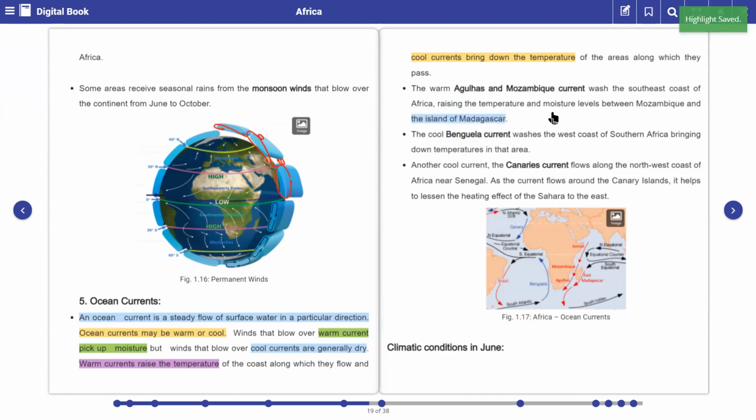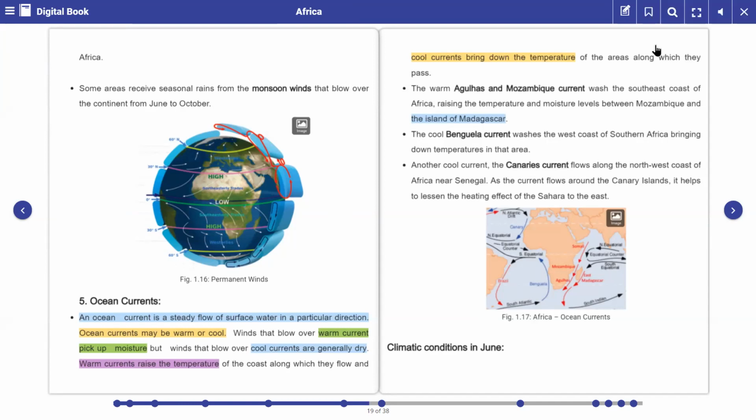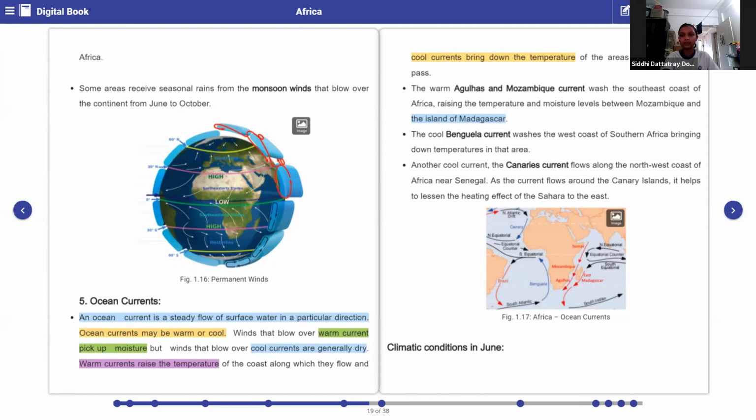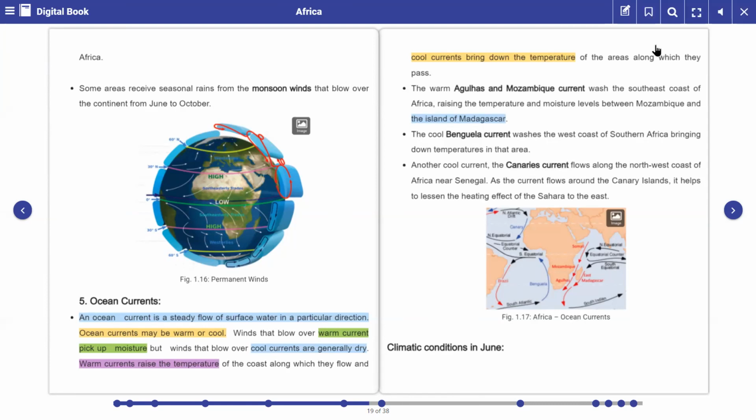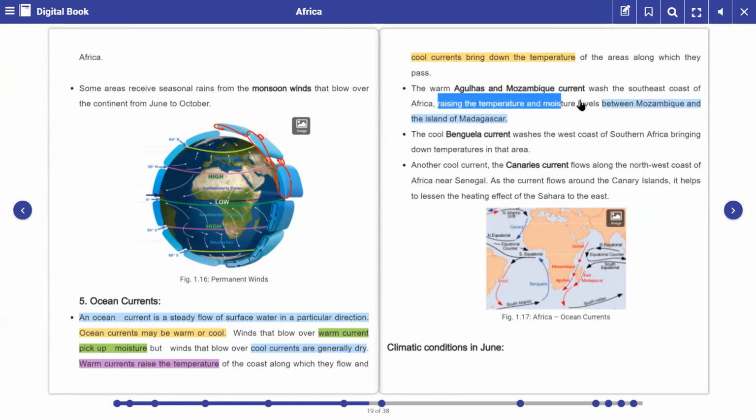So what is happening? The warm Agulhas and Mozambique current, which is flowing where? In the southeast of Africa. What are they doing basically? Who will tell me what they do? Raising the temperature and moisture level. Moisture level of which area? Between Mozambique and the island of Madagascar. Yes, please underline that. So these currents raise the temperature and they raise the moisture level. Raising temperature and raising moisture level.